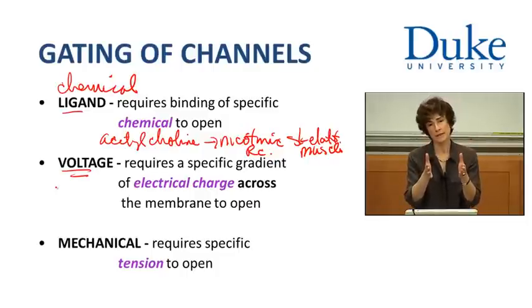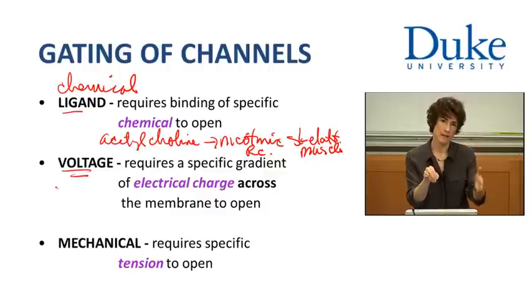But there is, in fact, a voltage gradient, that is a charge gradient, across the membranes as well. And this charge gradient is due in part to the negatively charged proteins that are inside cells. So the inside of a cell is more negative than the outside. So the ECF is more positive relative to the inside of the cell.